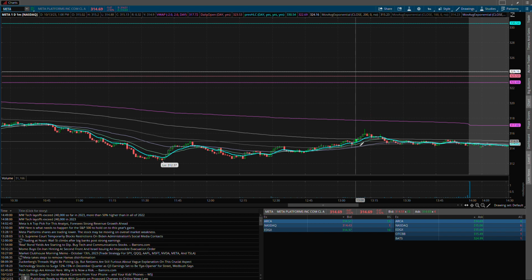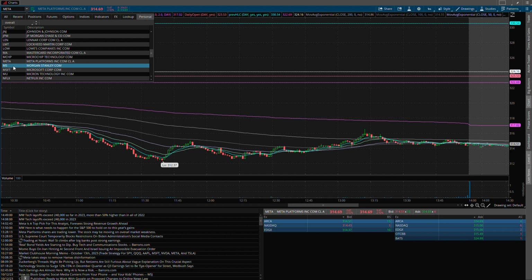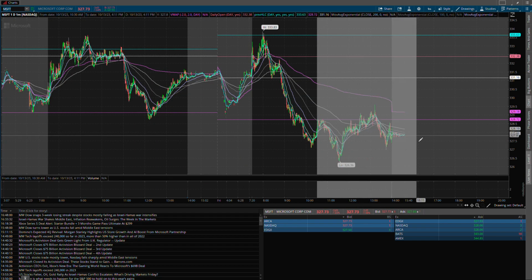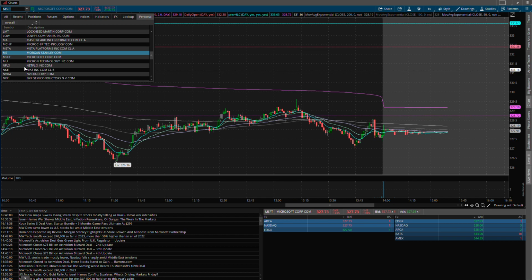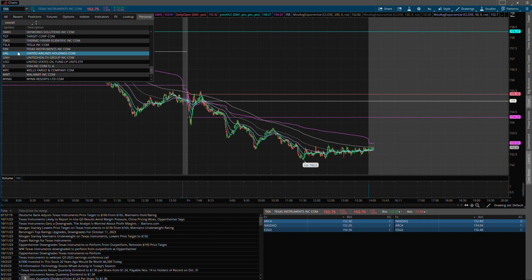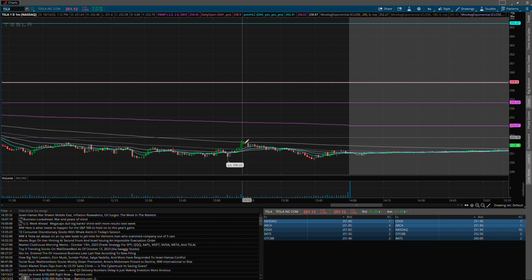If I look here, it's doing the same thing. It's just across the board, although it was actually above this. Then if I look at Microsoft, it also had the same thing. It was trending, and then it started to have that. And if I look at Tesla here, that also had a similar kind of impact, although it was a little bit delayed.